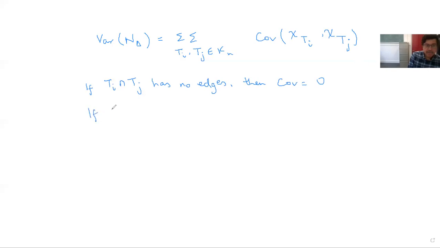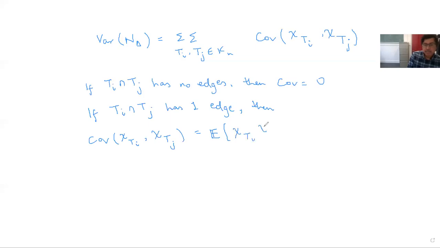And if this intersection has one edge, then the covariance of these indicators, by definition of the covariance, is the expectation of the product minus the product of the expectations.